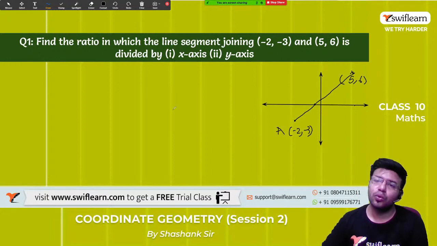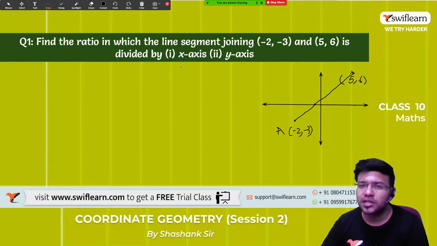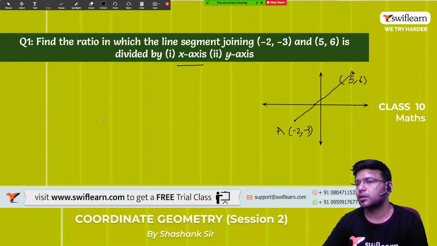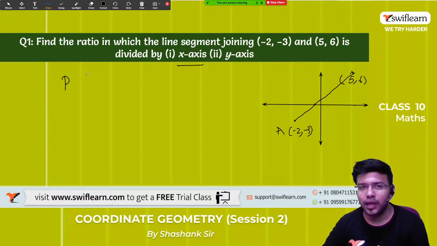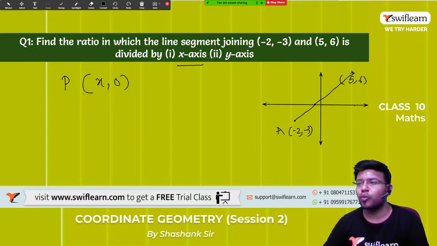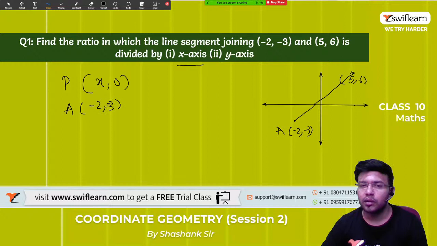Okay, so let us start with the x-axis first. Let the point P on the x-axis be (x, 0). What is the nature of the point on the x-axis? It is of the form (x, 0). Point A is (-2, -3), point B is (5, 6). This is given.